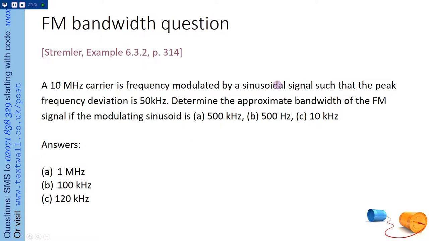Similar kind of question. This time, I haven't given you the expression, but I've told you what the frequency deviation is. It's 50 kilohertz. So delta F is given. And that's a carrier frequency. The question is, what's the approximate bandwidth? How would you find approximate bandwidth? So bandwidth, we'd use Carson's rule, remember?